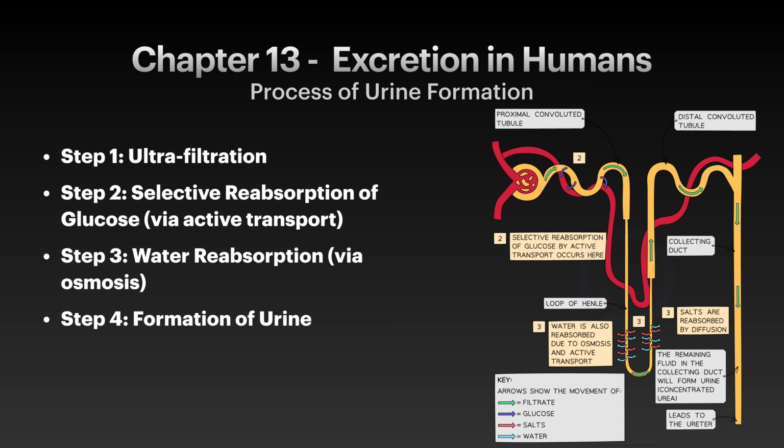Step 4 is the formation of urine. So what's left in the collecting duct is finally urine, which contains urea, the excess water, and excess ions. And the urine flows into the pelvis of the kidney, then down the ureter to the bladder for storage.